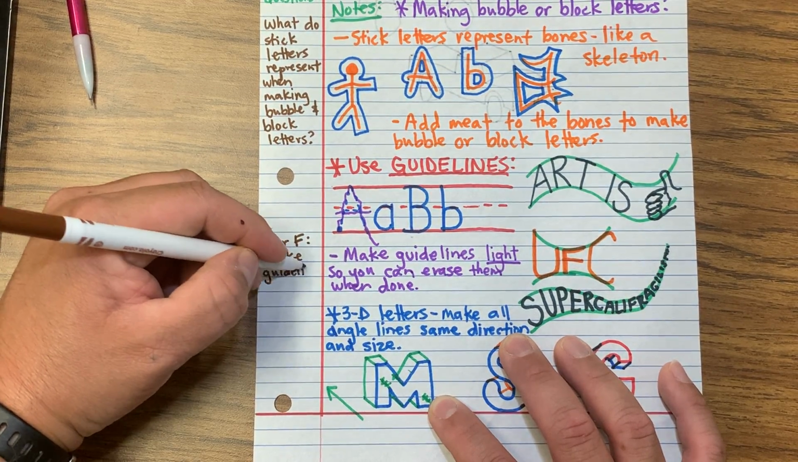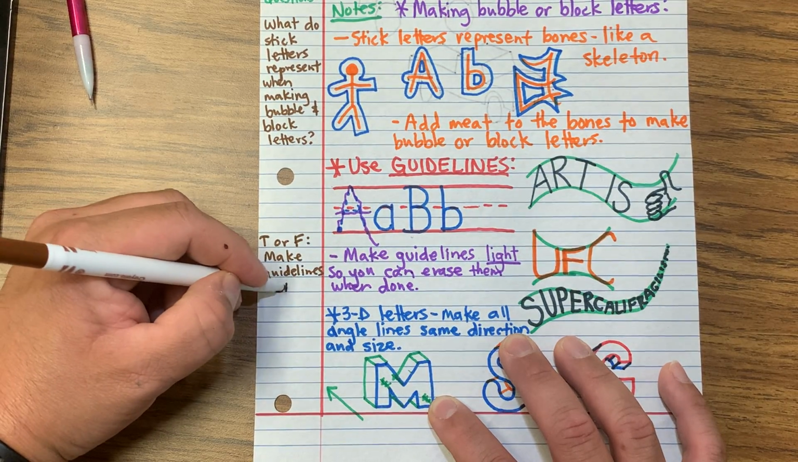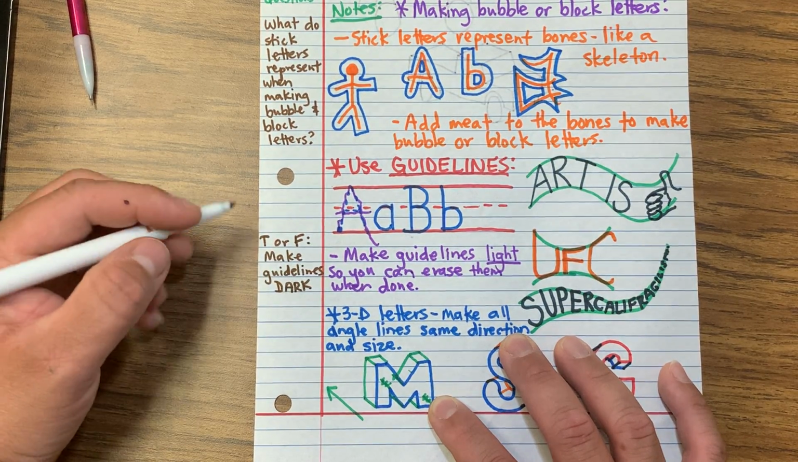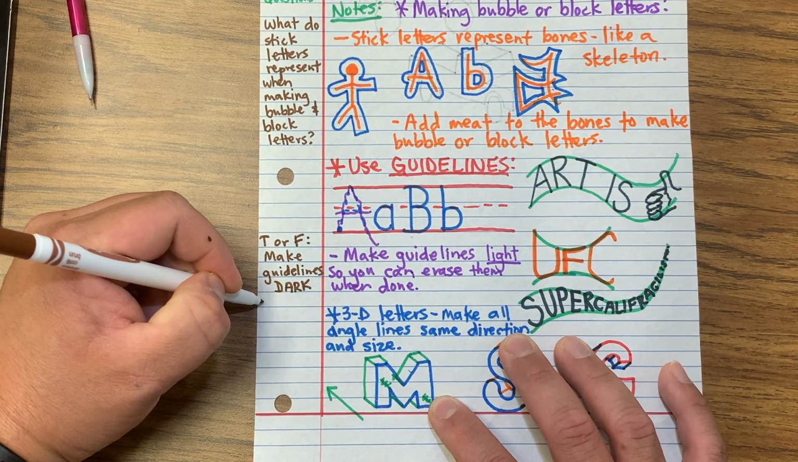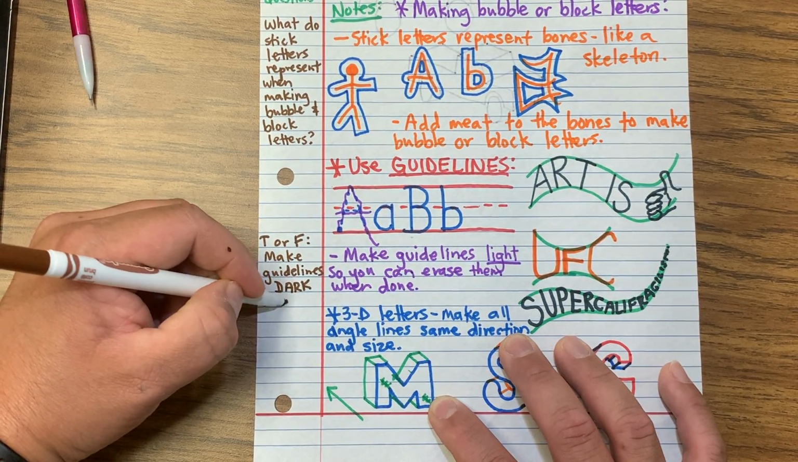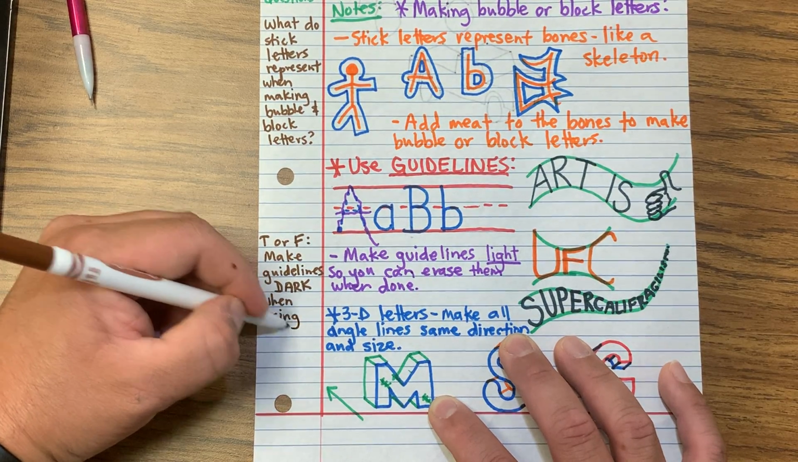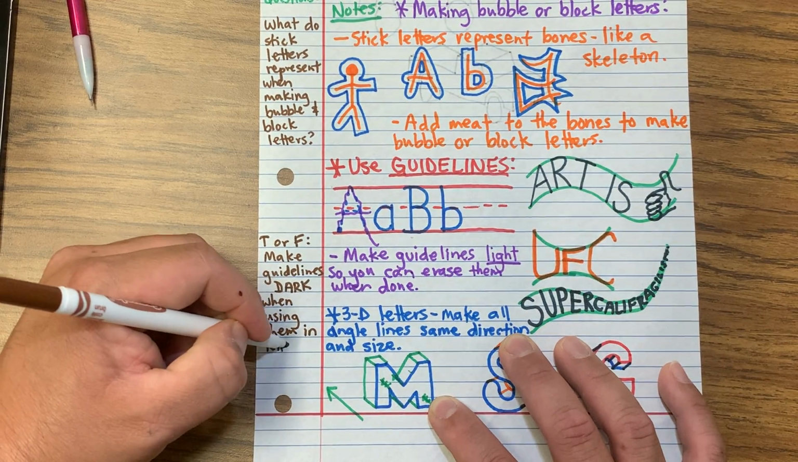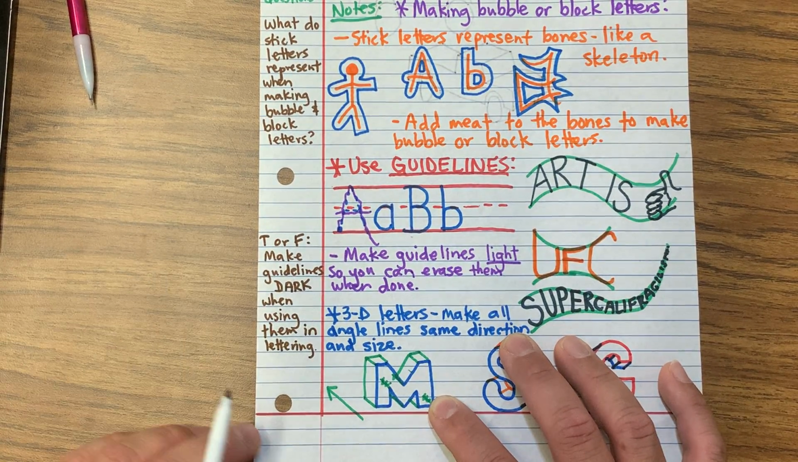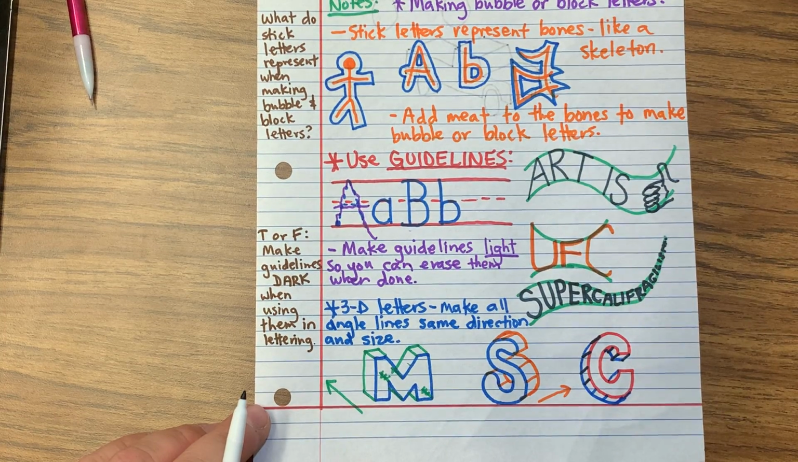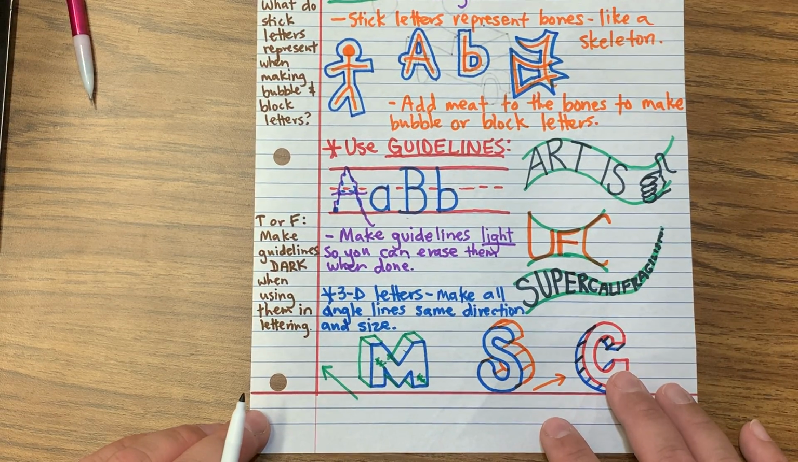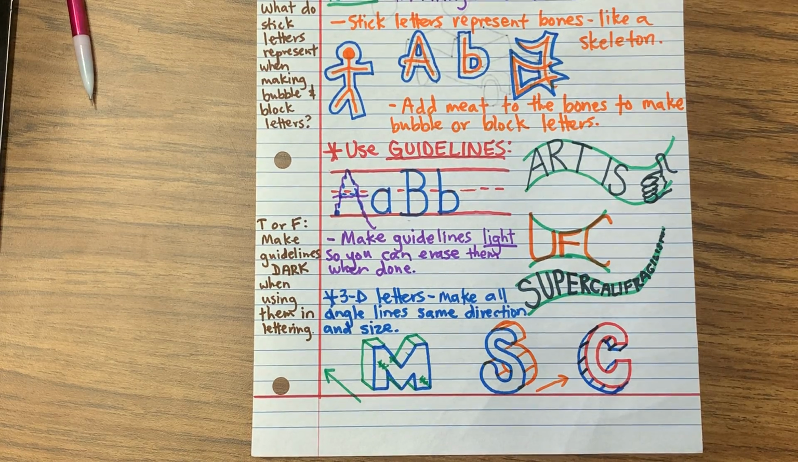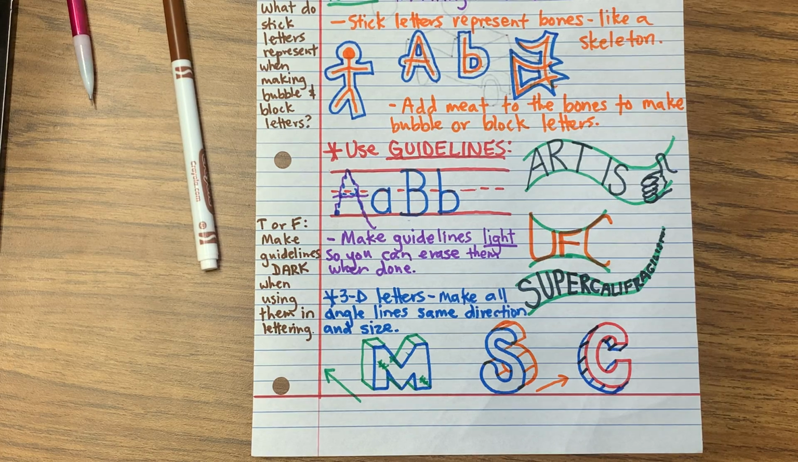True or false? You should make guidelines dark when using them in lettering. And those are the 2 questions that I'm going to write for this set of notes. So true or false, make guidelines dark when you're using them for lettering. And that would be my 2 questions that I would write for this.